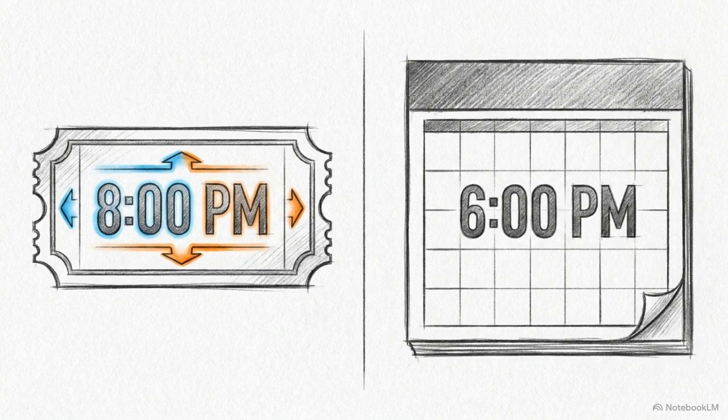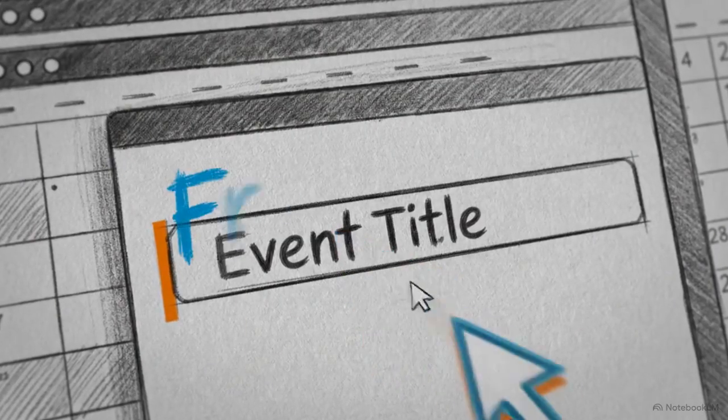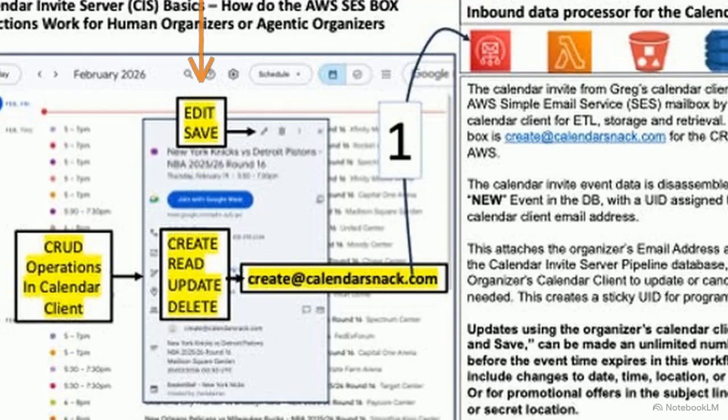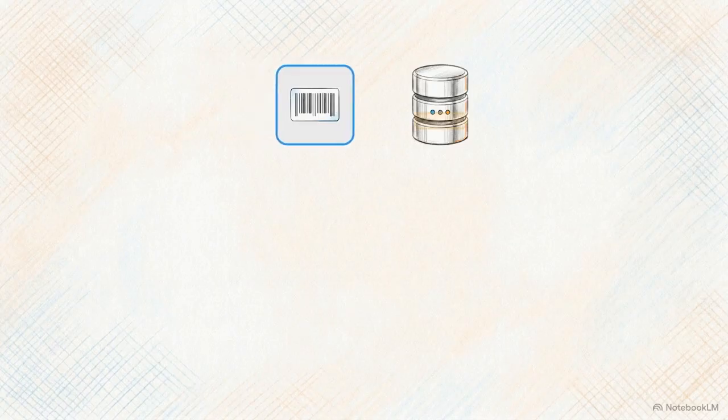What happens when an organizer changes event parameters after the invites have gone out? Consider an update scenario where an organizer adds a limited merchandise offer to the event description at the last minute. The organizer makes this change natively in their calendar client. Hitting save sends the data back through the SES pipeline a second time. The backend scans the payload and matches the existing sticky UID already in the database.